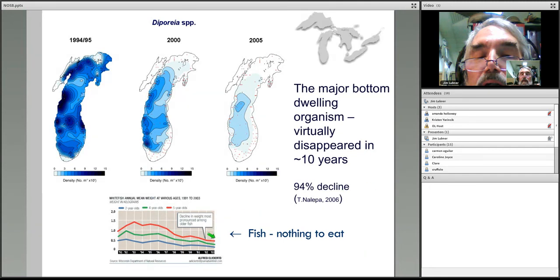And you see here that the fish numbers have also been declining over a period of time, because the fish do not have as much nutritious food to eat, with some of the invasions that have occurred.